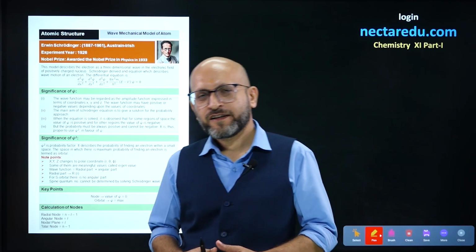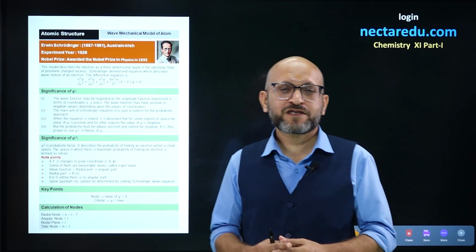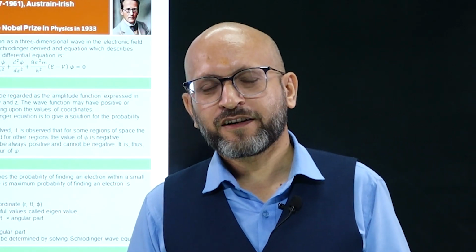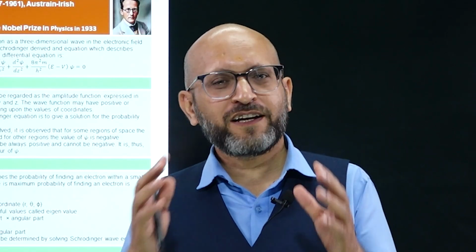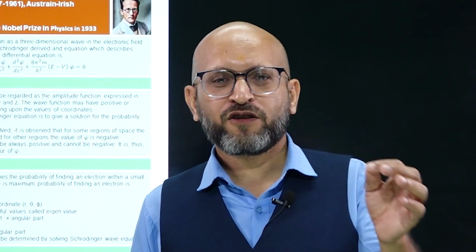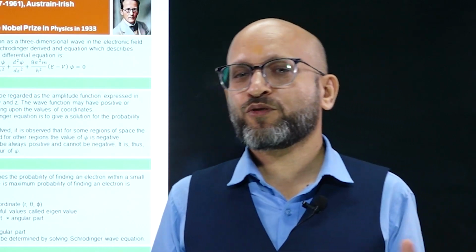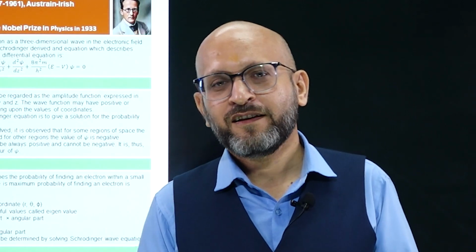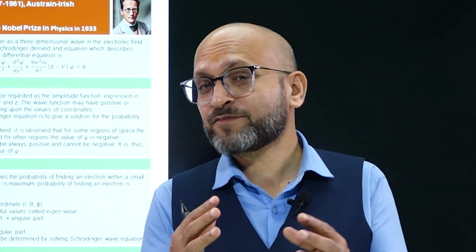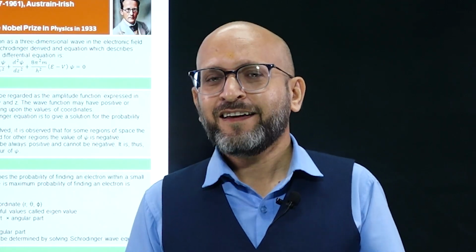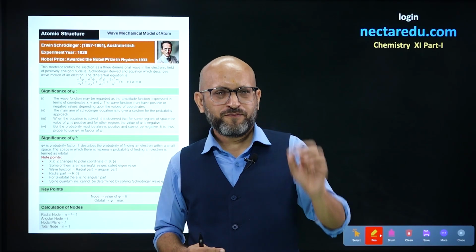Quantum mechanical model. The quantum mechanical model was given by a very well-known scientist, Erwin Schrödinger. Erwin Schrödinger took into account the dual behavior of de Broglie and the Heisenberg uncertainty principle, put them together, and gave a model which we all know as the latest model of the structure of atom, that is the quantum mechanical model.